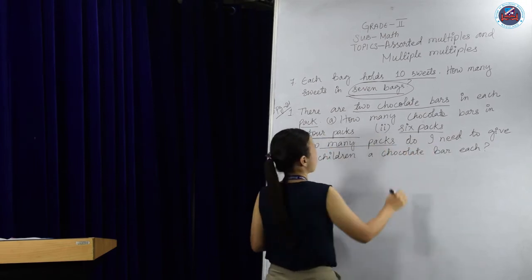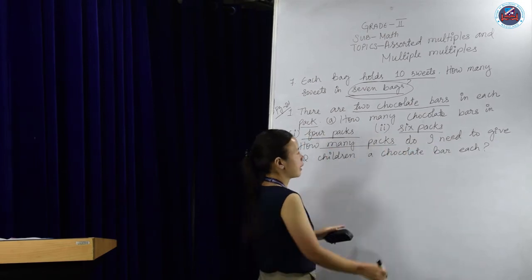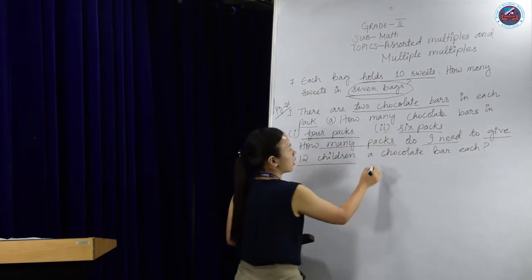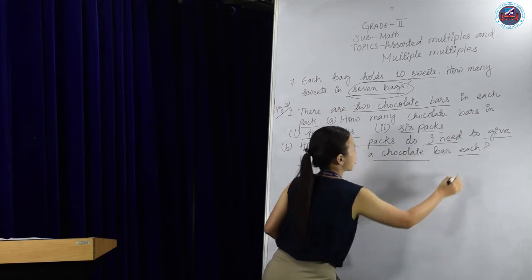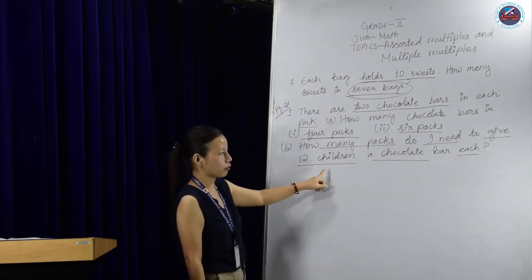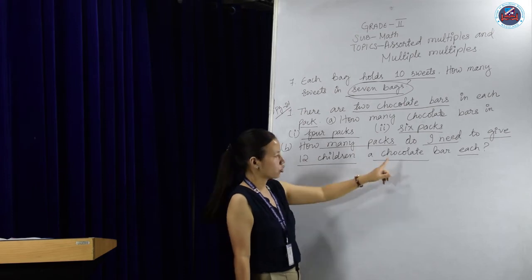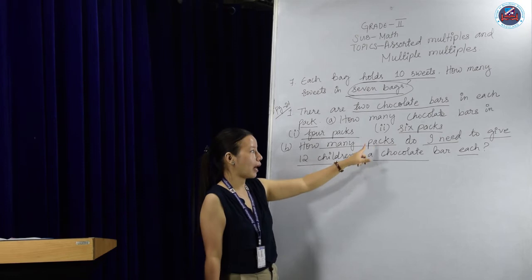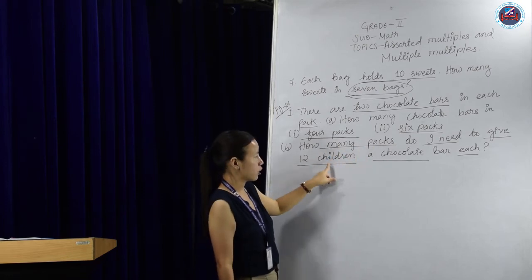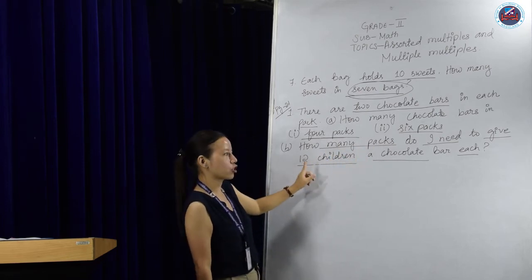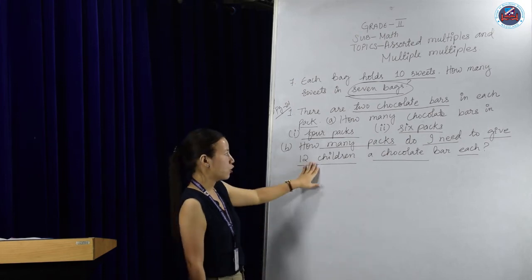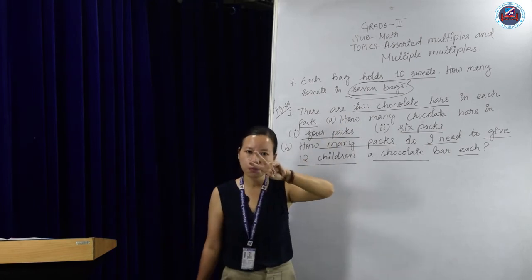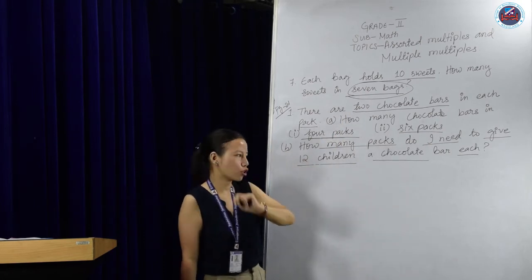Now question number B says, how many bags do I need to give to 12 children a chocolate bar each? That means each of the 12 children will get one chocolate bar. The question is asking how many bags I need so that each child gets 1 chocolate bar. In each bag there are 2 chocolate bars.